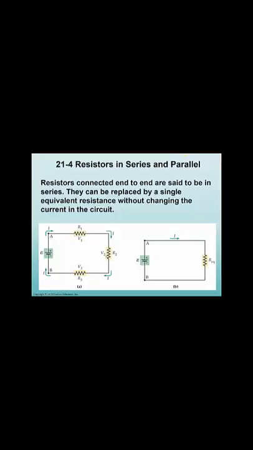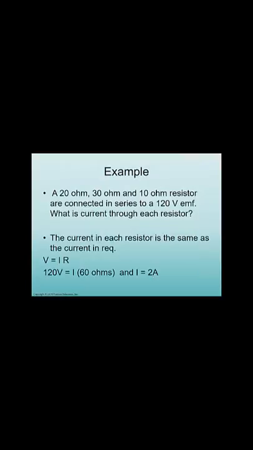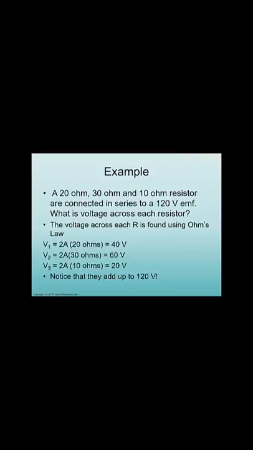And then I could find the voltage drop across this and the voltage drop across this using that same formula. If you notice, there's 40 volts of drop across the 20 ohm resistor. 2 times 30 gives you 60 volt drop across the 30 ohm, and 2 times 10 gives you 20 volts of drop in voltage across the 10 ohm. So if you add all those together, they add up to be the voltage of the battery.